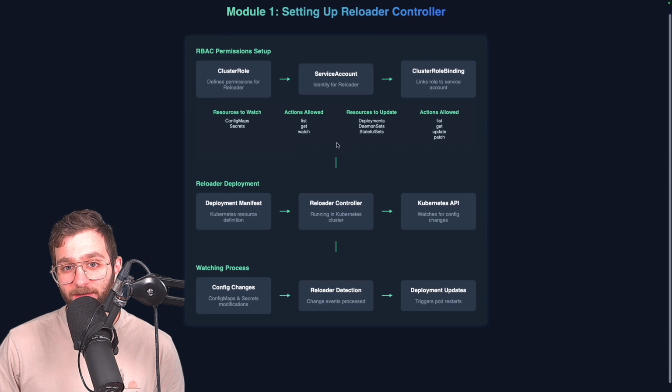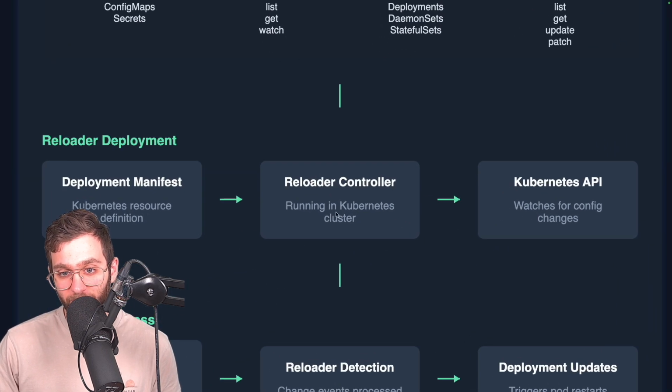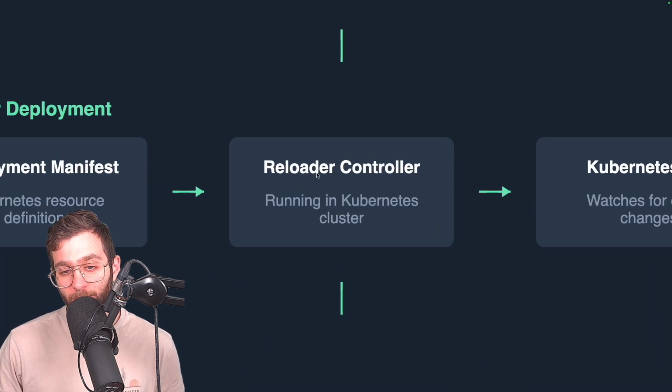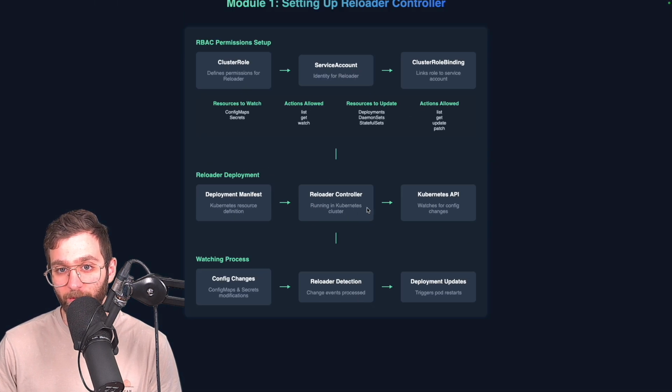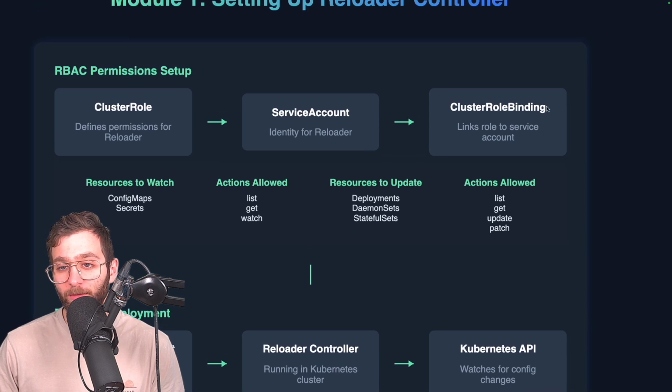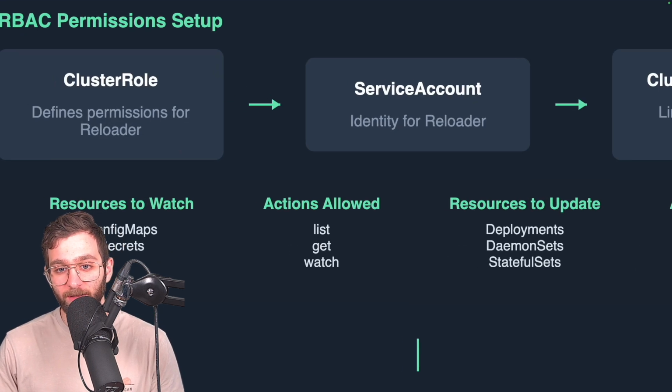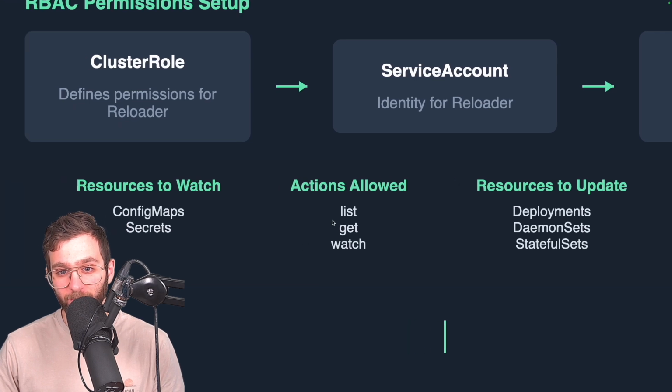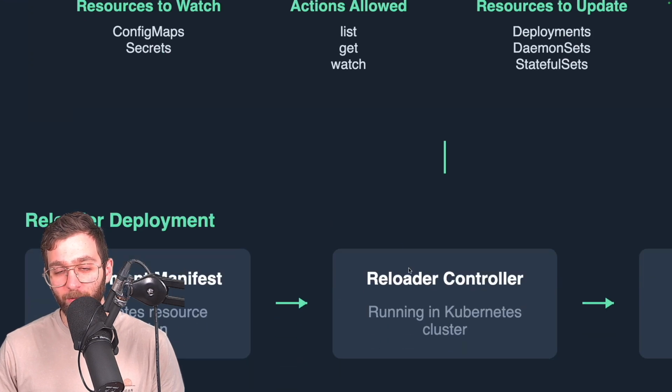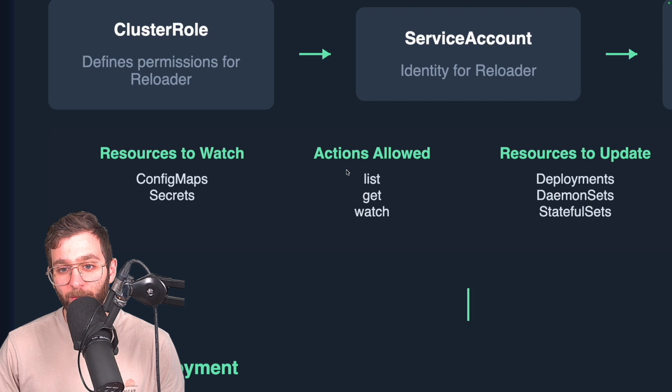I'm going to zoom in and out of this diagram in order to direct your focus. First, we're going to deploy the Reloader controller, and we're going to give it 2 sets of permissions. Over here are the Kubernetes objects that we're going to be using to apply those permissions, but more importantly, we'll go through these later on, are the sets of permissions that we're going to give it. We're going to give our controller the permission to list, get, and watch config maps and secrets.